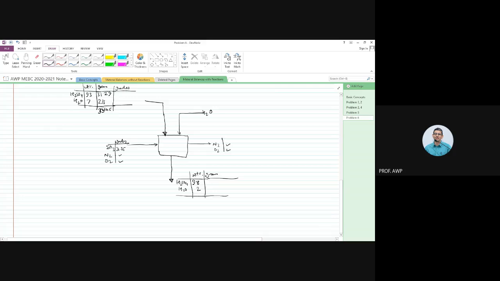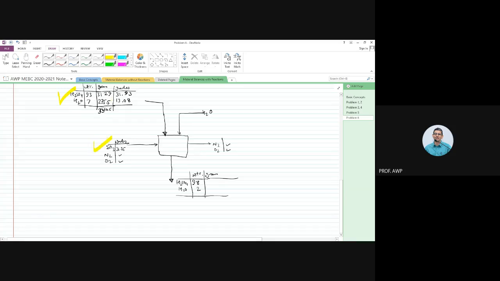So 3129 grams we can convert into moles. This will correspond to 31.93 gram moles, and 235.5 divided by 18 corresponds to 13.08 gram moles. Do you agree with this? Everybody okay so far? Everybody okay with this stream? Yes, sir.